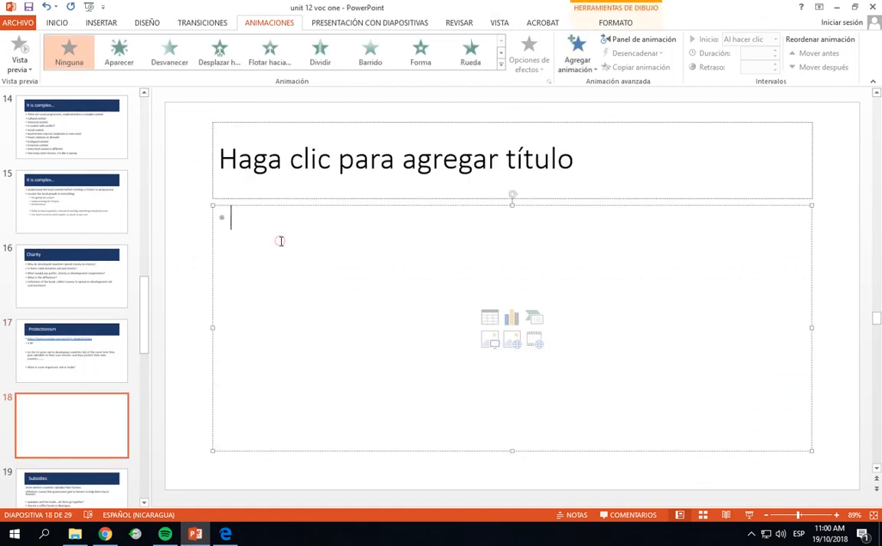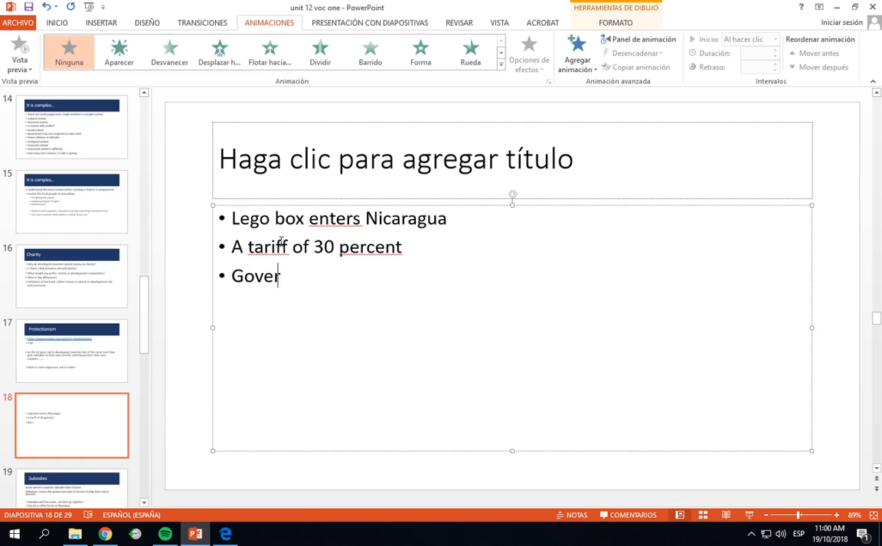In the end, the LEGO box enters Nicaragua, and there is a tariff of 30%. The government benefits, yes, but what about the consumers? And what about the sellers of LEGO in Nicaragua? Think a moment. Are there advantages or disadvantages for each of these groups, or maybe one has an advantage and another a disadvantage? Pause, please, and think about this.